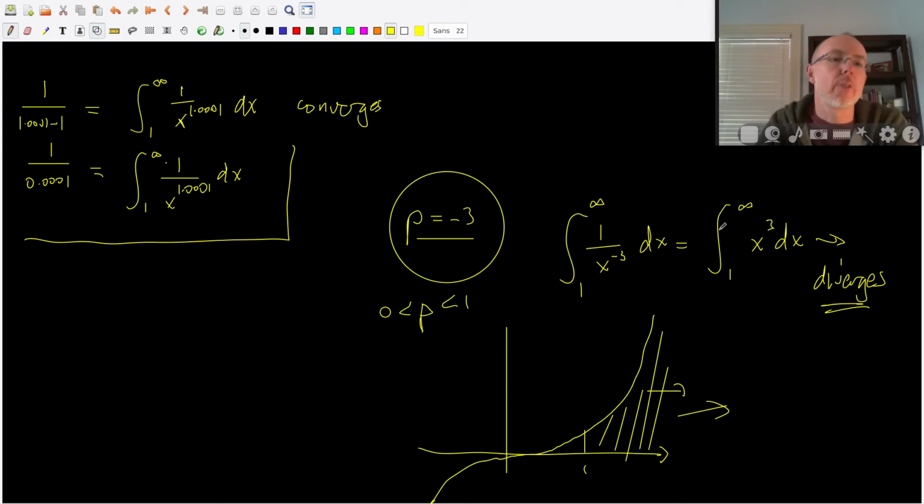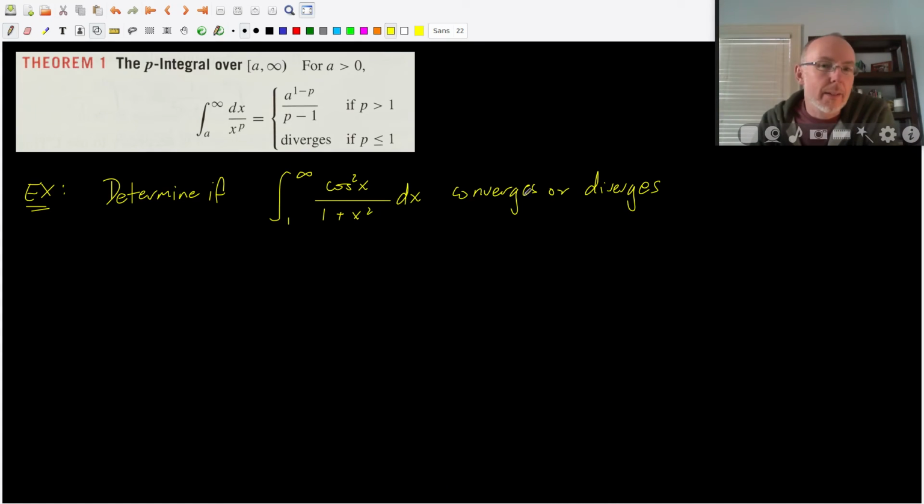All right, so now I'm just trying to give you some intuition on what these things mean. Let's look at a couple of examples. Here's a different kind of question, and I've got the theorem from the book here, by the way. This is their p integral theorem. But here's an interesting question. We're not going to be able to integrate this. I don't know how to integrate this. It either converges or diverges. If it converges, that means there's a finite answer, right? There's a number that comes out. And if it diverges, you're just going to get infinity coming out. There's an infinite amount of area under the curve.